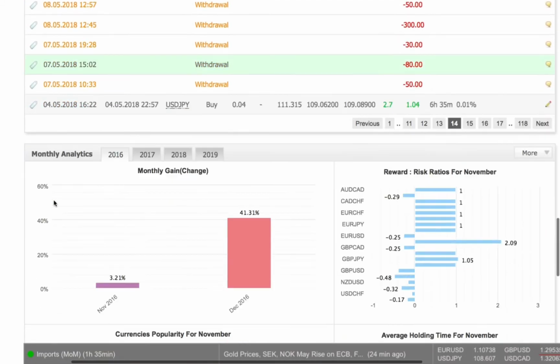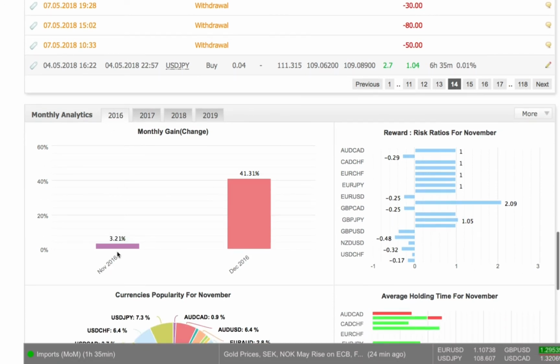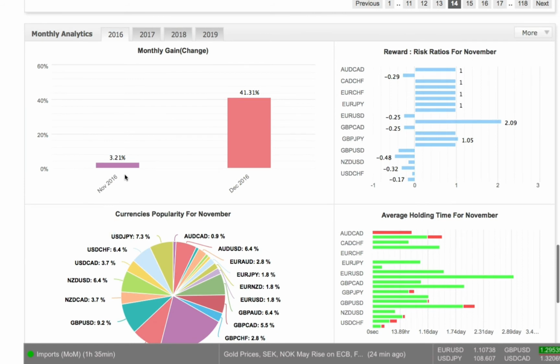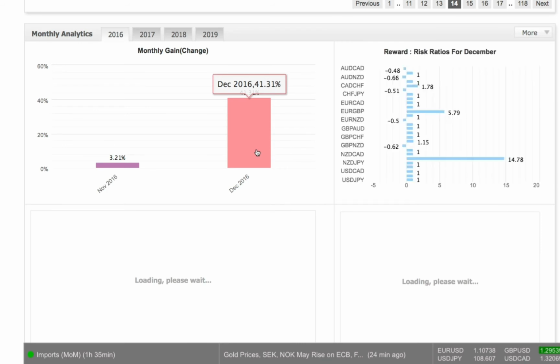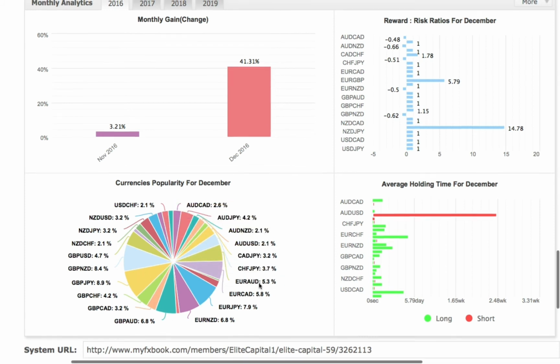The last thing I will show you. So here you go, 2016 November, I started with a little, with good luck, maybe a 3% return. This was the best, 41% return. And it shows you all the currencies that I traded and what percentage was the win or loss.